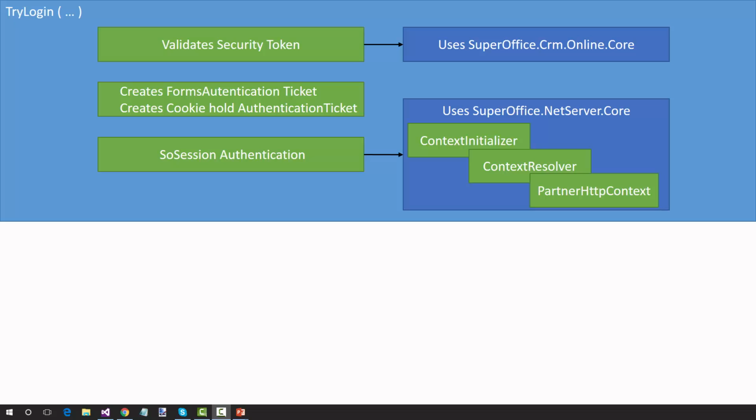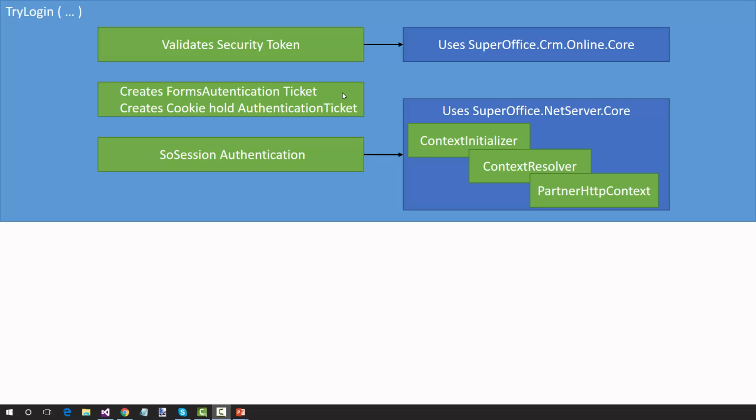Okay, let's step back and take a look at this in a more visual sort of sense, rather than looking at the code. During the try login method, we get the token that was passed to us from the callback. We take that token and we need to validate that security token, and we're using the SuperOffice.CRM.Online.Core package in order to do that. Next, it's going to create a forms authentication ticket so that it establishes a session for these requests.